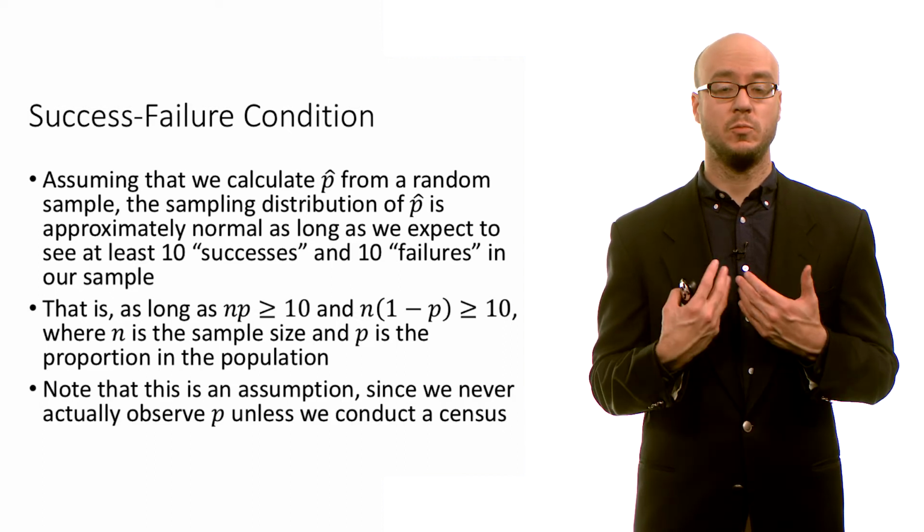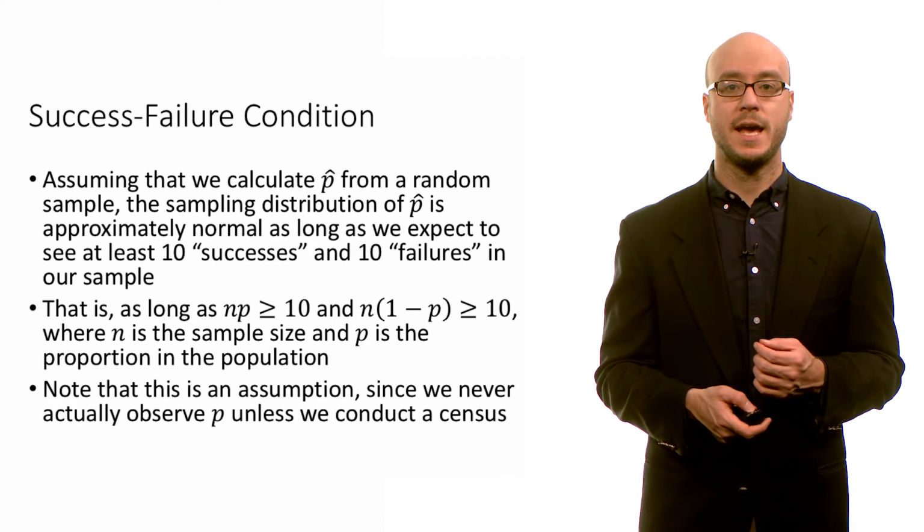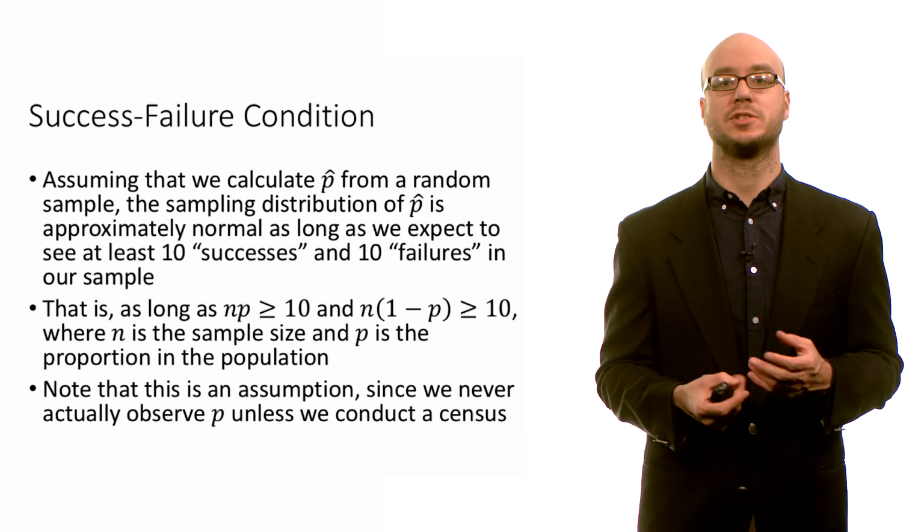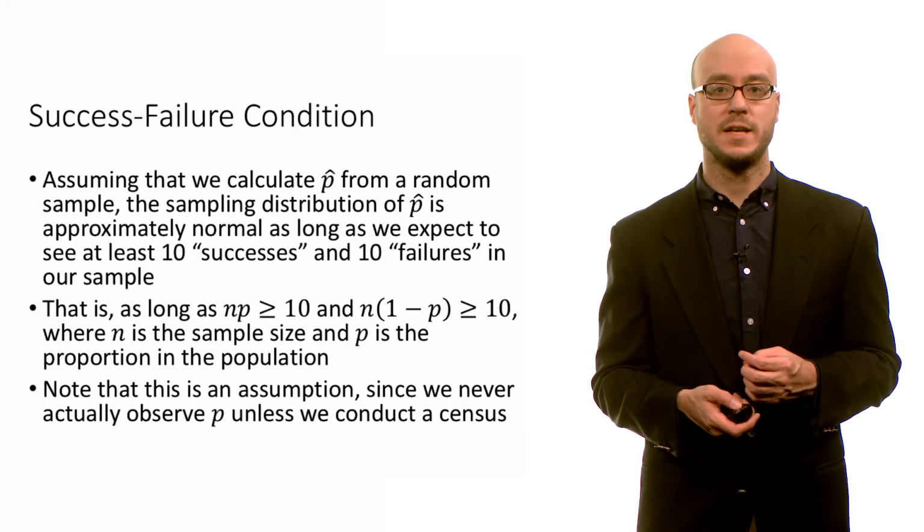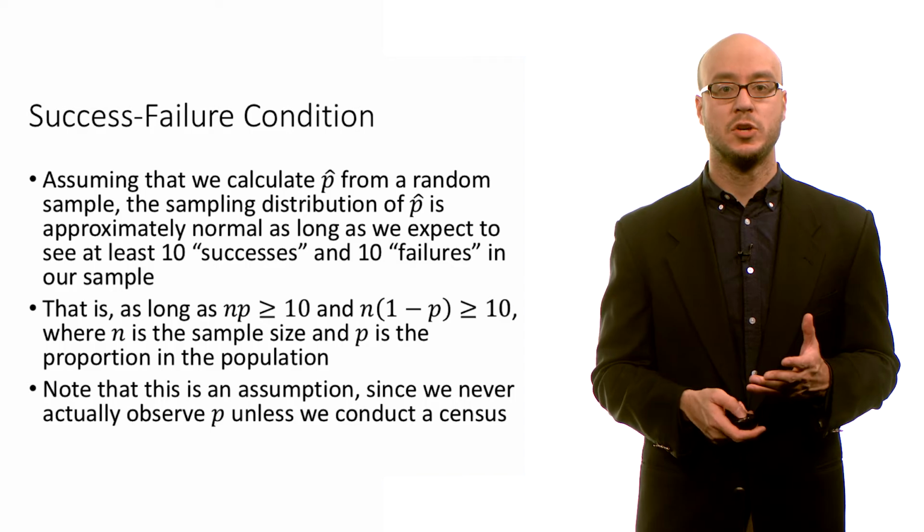Then we can say that we can treat the sample proportion as a sample mean, and the sampling distribution of that sample proportion is approximately normal. Now, the key point here is that we do not actually observe P. Right? If we did, we would have a census. We wouldn't have to do any inferences. P is the proportion in the population.